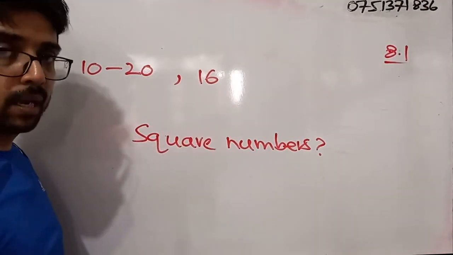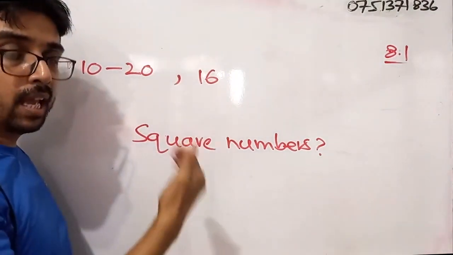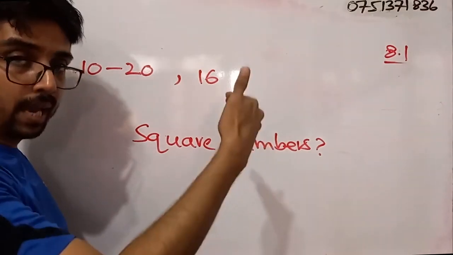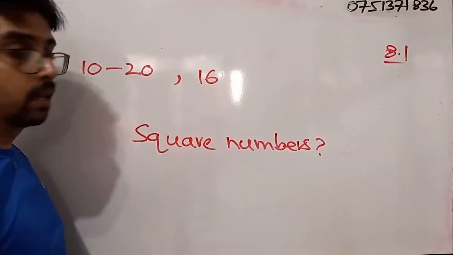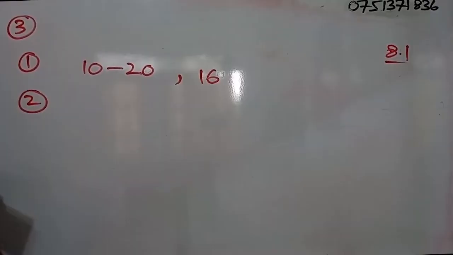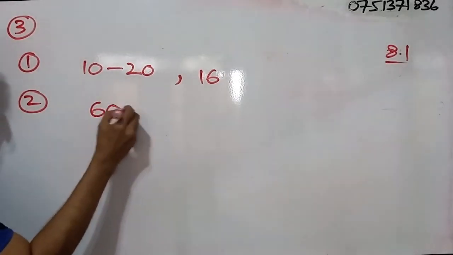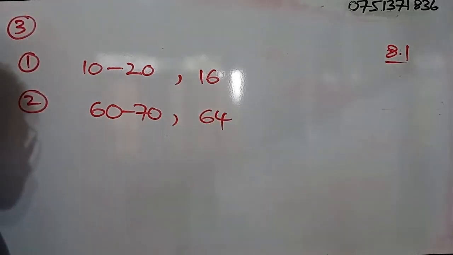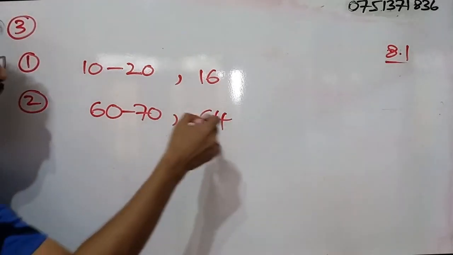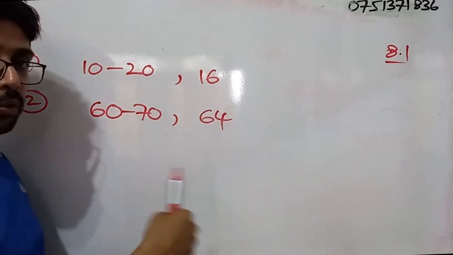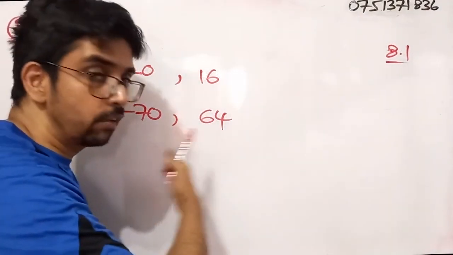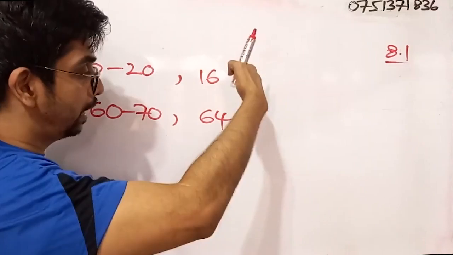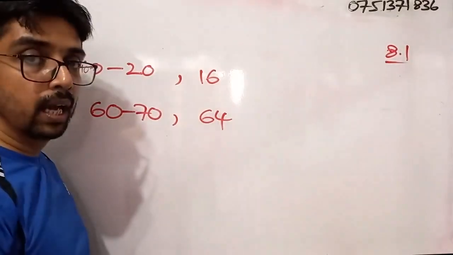Right? So the reason is what? The number 16 has equal number of rows and equal number of columns. Then we have part 2. Write down the perfect square between 60 and 70 and the reason for it. So if we take 60 and 70, what is a perfect square? 64. What is the reason? Same as before. We can arrange the number 64 into a square which has an equal number of rows and an equal number of columns.